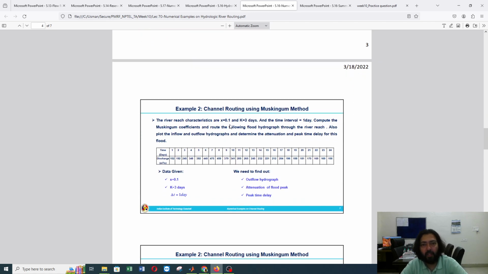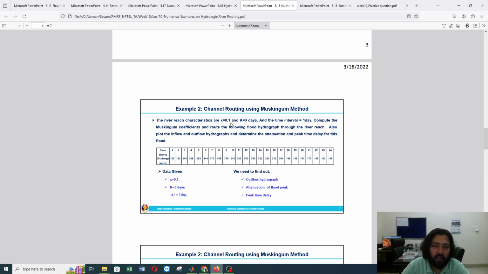Now we are going to take another example which would help us to derive the downstream hydrograph using the Muskingum method, that is channel routing using the Muskingum method. If we look at the question here, the river reach characteristics are x equals 0.1 and K equals 3 days, and the time interval is 1 day.